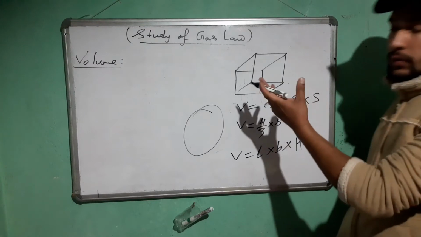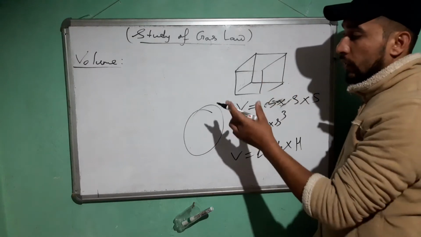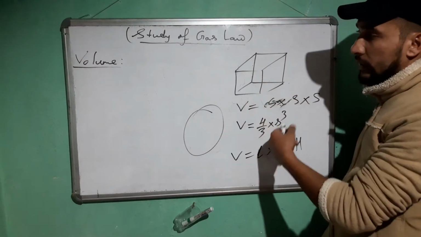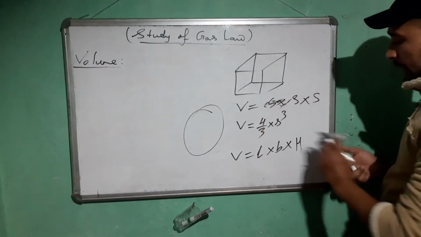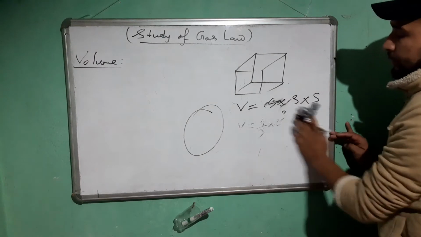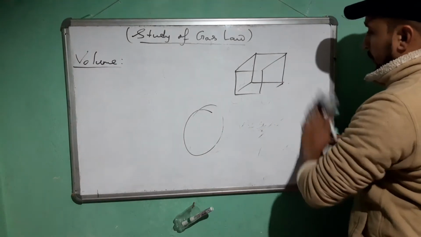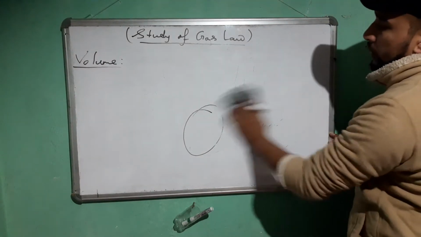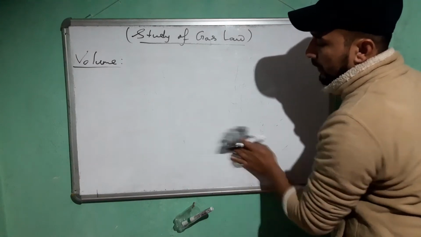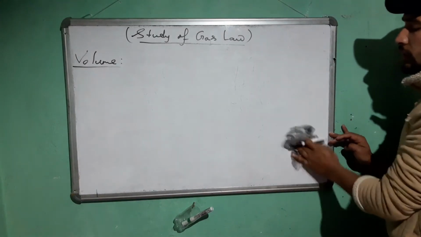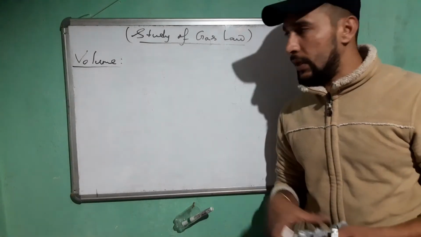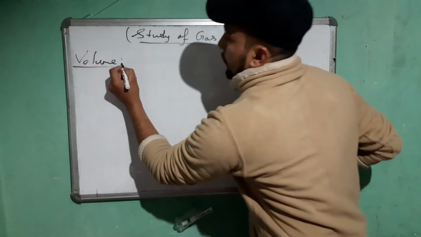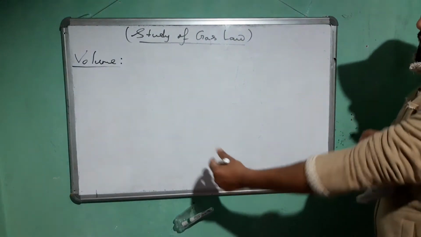And for stones, you cannot find the volume by using a particular formula. You have to use a different concept for finding the volume of objects like stones, because they don't have a particular shape. Some standard objects, you can calculate their volume by using specific formulas. So the volume definition I have already given.